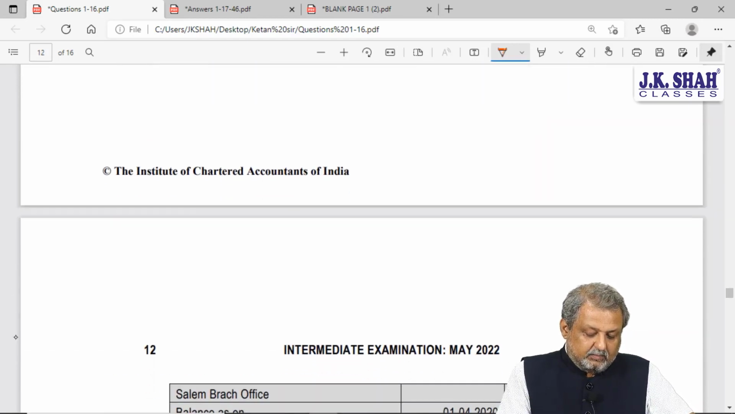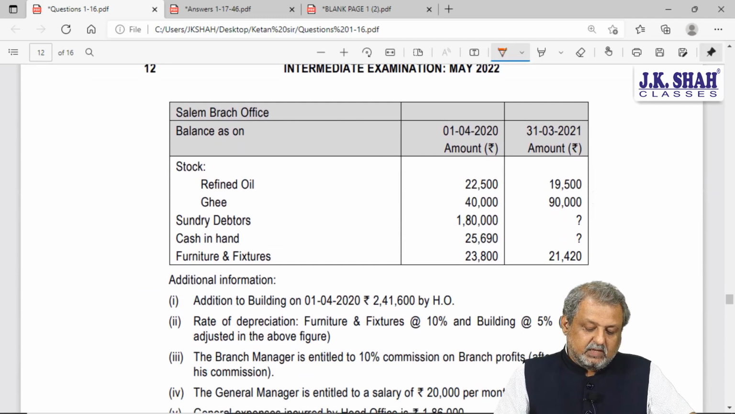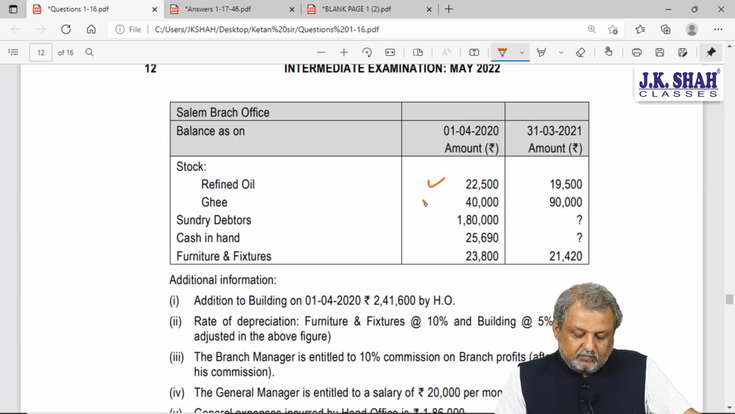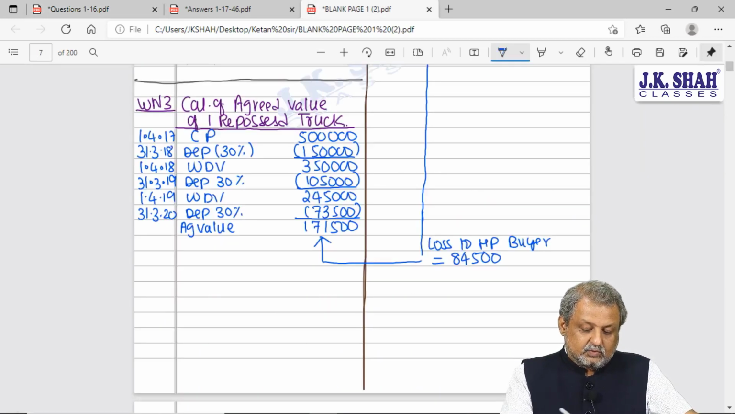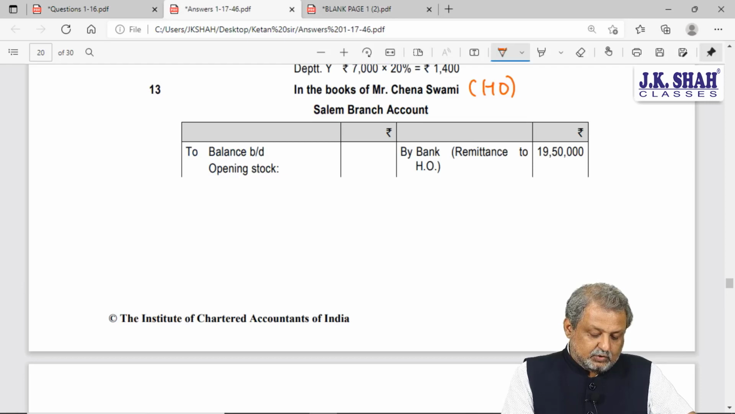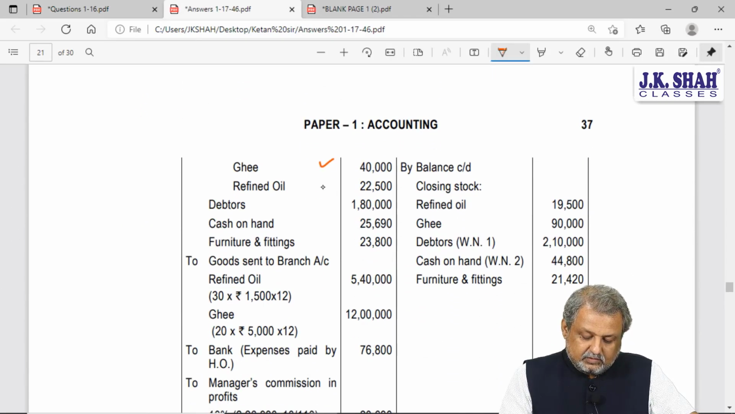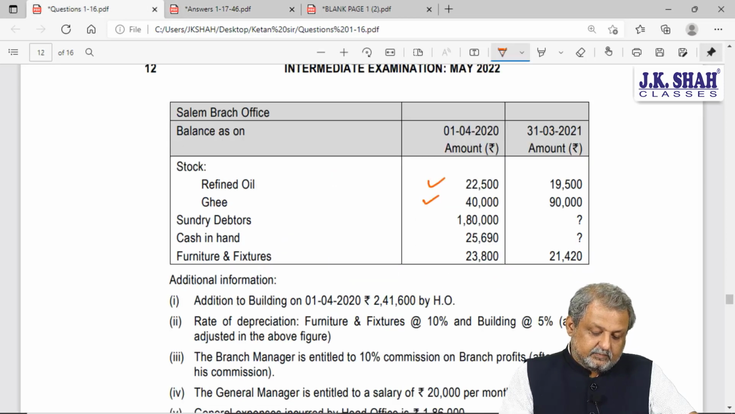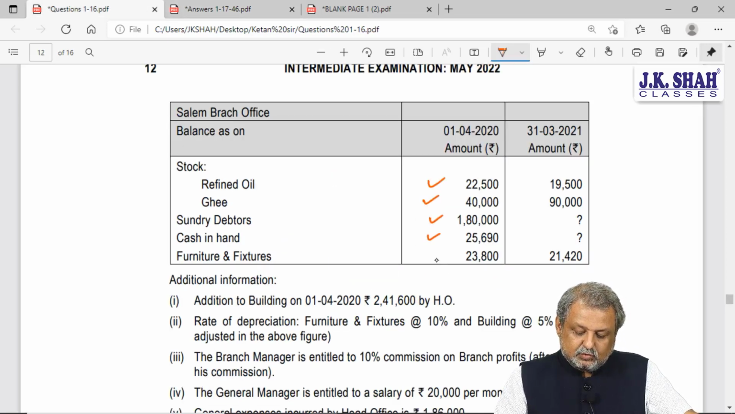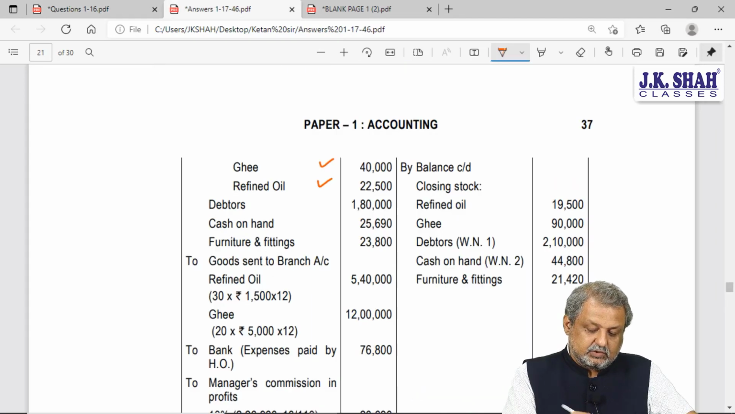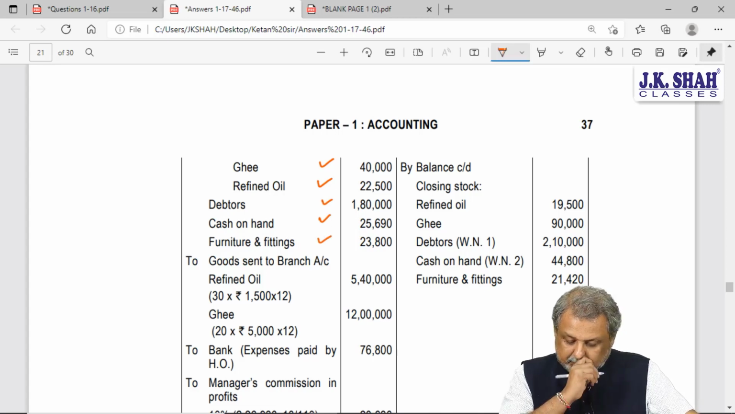First, opening and closing balances. So branch opening stock 22,500, ghee 40,000. So opening stock on the debit side: 40,000, 22,500. Debtors 1,80,000, cash in hand so much, furniture so much. So debtors, cash in hand, furniture.